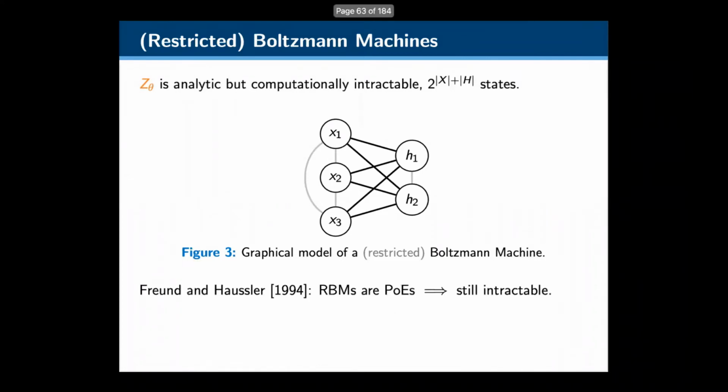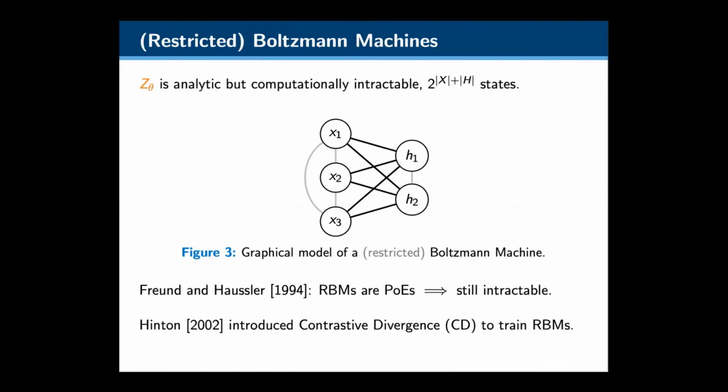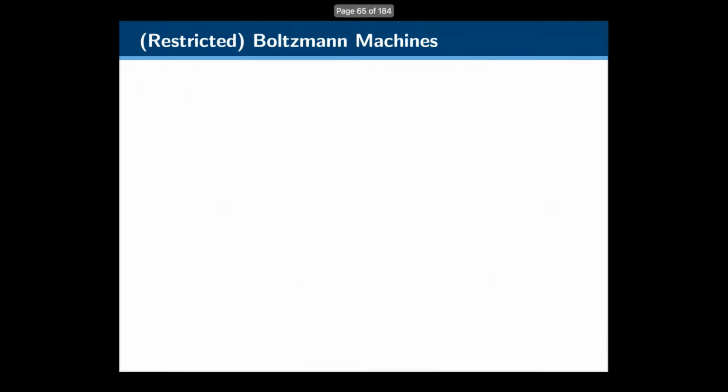Freund and Haussler pointed out that RBMs, so restricted Boltzmann machines, if you ignore the gray stuff, are products of experts, because given a data point, the probability of the data point factorizes over the different latent variables. Now, this is still intractable to compute Z theta in closed form, but it works really nicely with contrastive divergence, and in particular with this Markov chain procedure that we discussed.